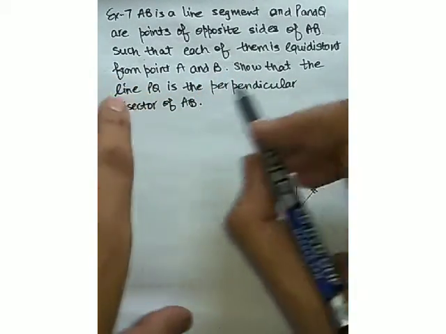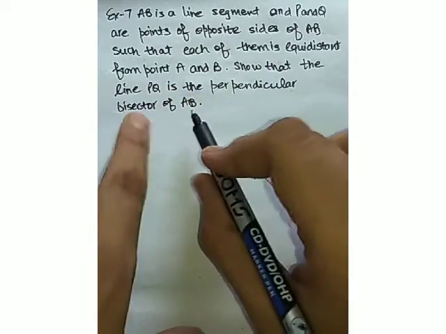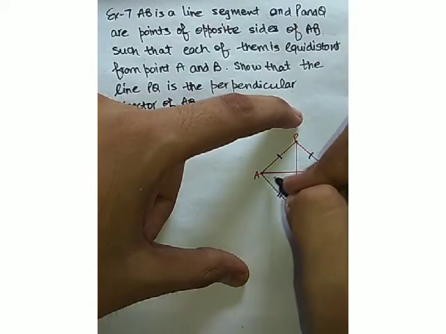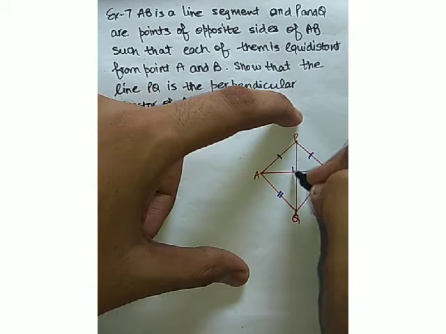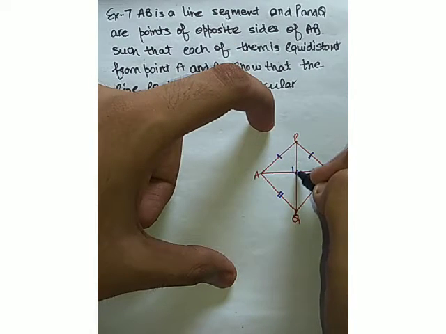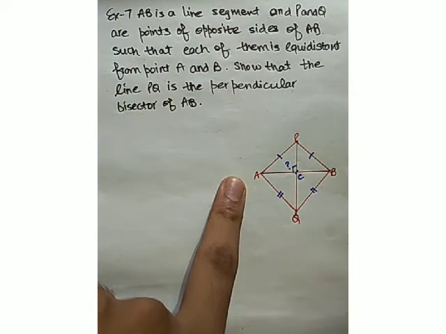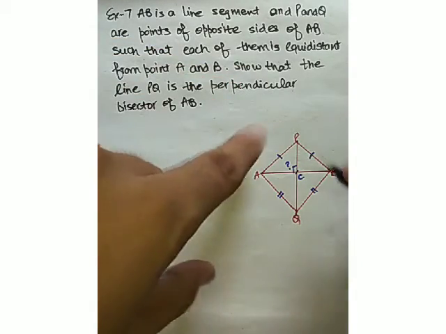We have to show that line PQ is the perpendicular bisector of AB, that PQ is bisecting AB at a 90-degree angle. We have to prove that. Let this point be C. Now this is the thing that we have to prove, that angle ACP is 90 degrees, and the second thing, that it is a bisector.